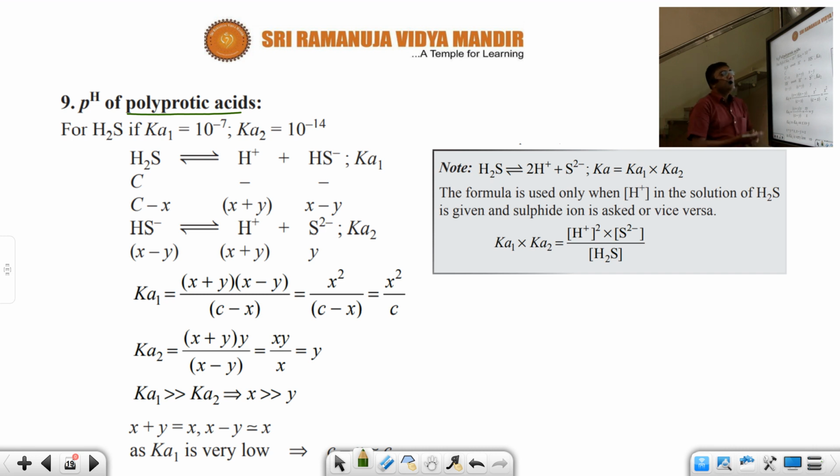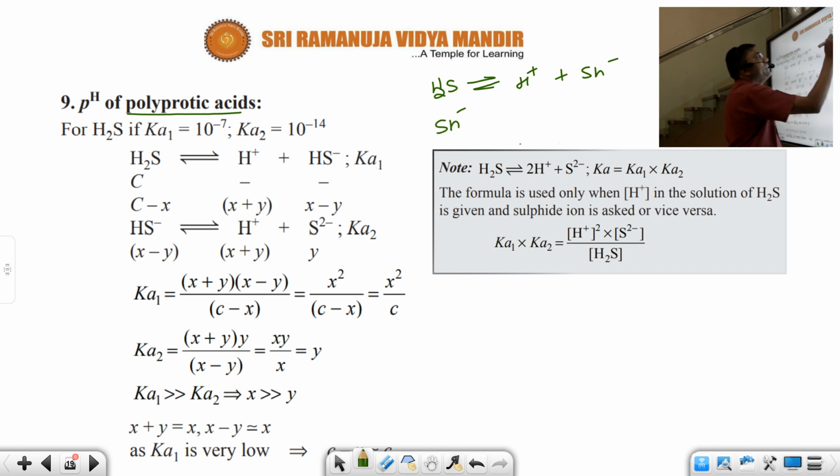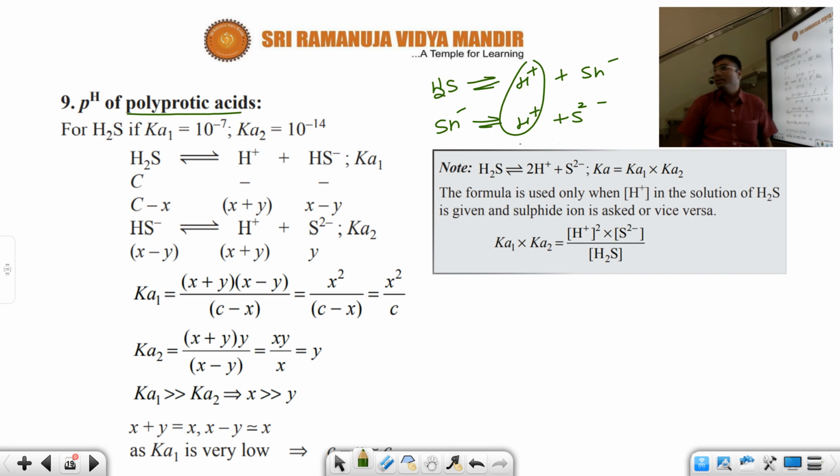See students, have a look here. H2S gives one H plus plus SH minus. Again, SH minus is in equilibrium, and it gives one H plus and S2 minus. It is giving many H plus ions. That's why it is polyprotic.